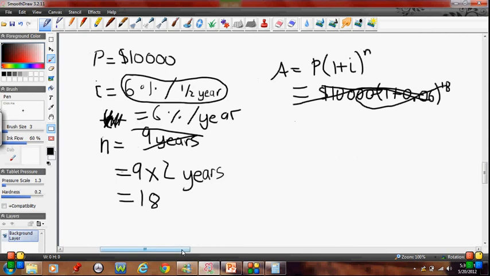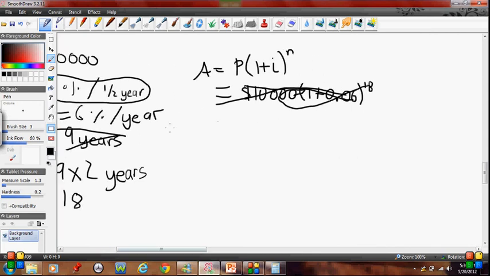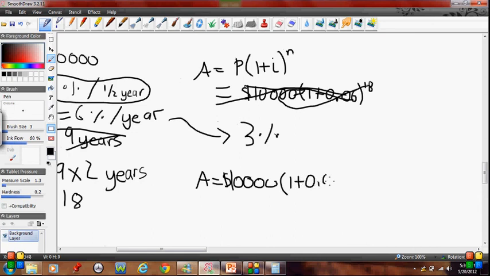So we need to change that to every half a year. Let's just move that over. We need to change 6% per year to how much would 6% be every half year, which would be 3%. So if we input that into our formula, we get amount is equal to principal, which is $10,000, multiplied by 1 plus 0.03, which is the interest rate, to the power of 18.